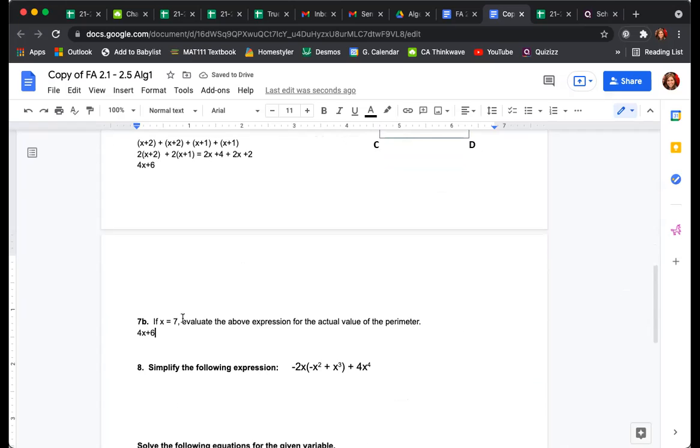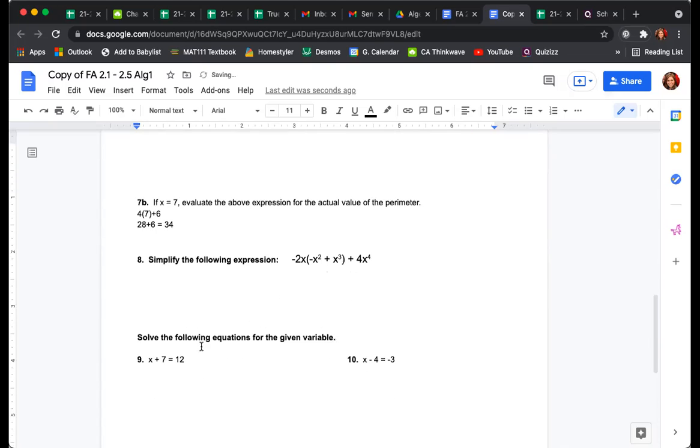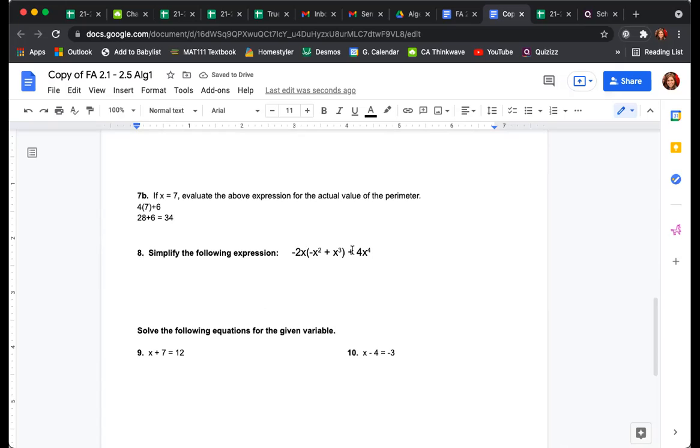If x equals 7, tell me what the actual perimeter is. Well, we're evaluating again. Instead of 4x, we're going to do 4 times 7. 4 times 7 is 28. Plus 6 will give us 34. This one we went over in class.